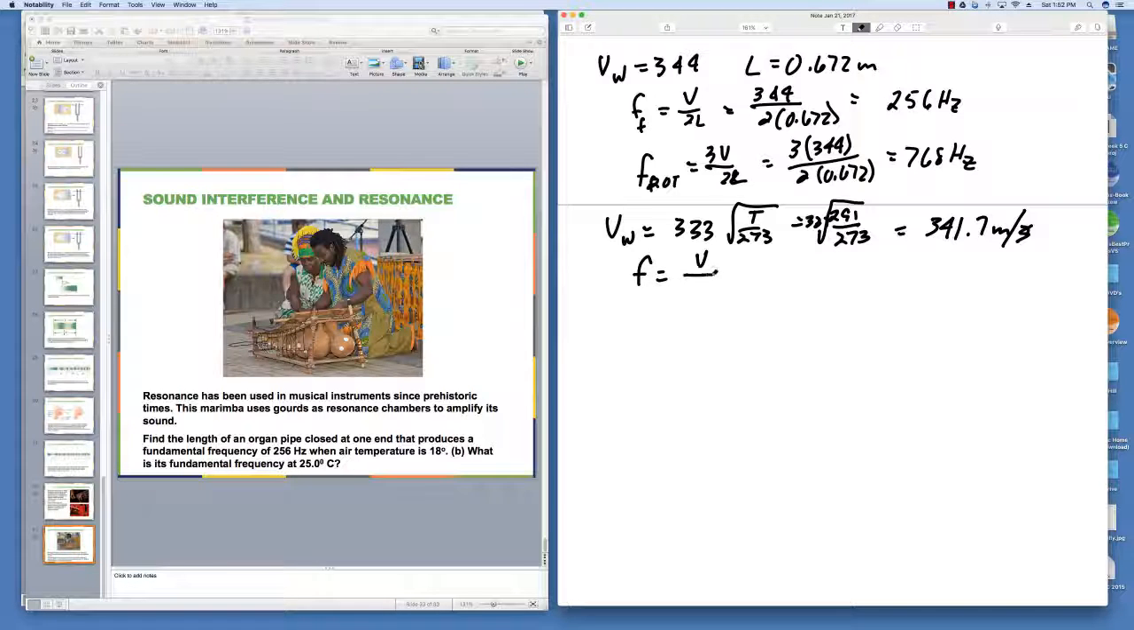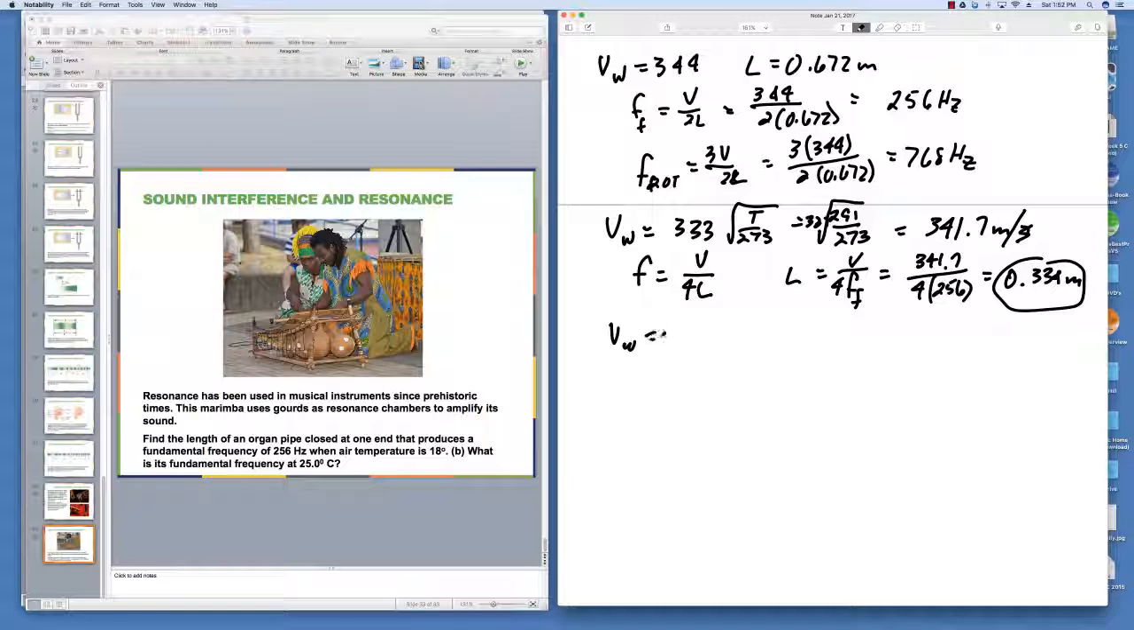It's a closed tube, so now F is equal to V over 4L. And we arrange this to find L. We get L is equal to V over 4 times the fundamental frequency. And so that's going to be 341.7 divided by 4 times the fundamental frequency, which was 256. And we get a length of 0.334 meters. So that's the first answer.